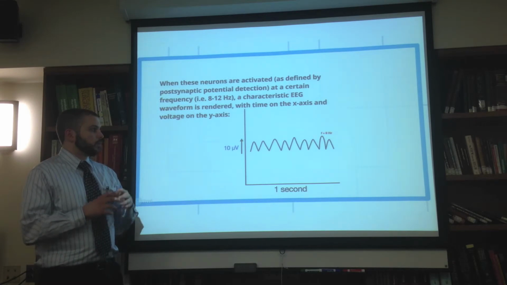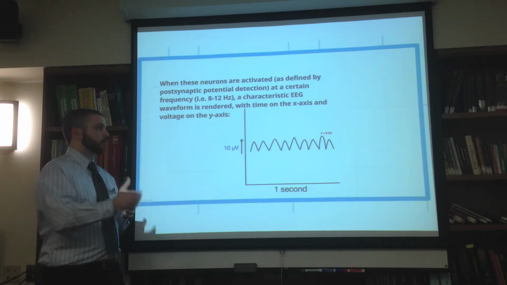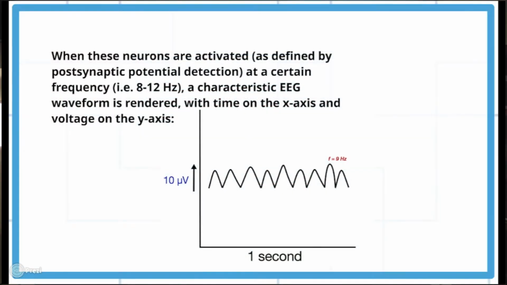So when large groups of neurons are activated at the same time with a certain frequency, that's what gives our characteristic EEG waveform appearance that we're used to seeing. In this picture, this happens to be a 9 hertz frequency waveform with time on the x-axis and our voltage amplitude measurement on the y-axis.